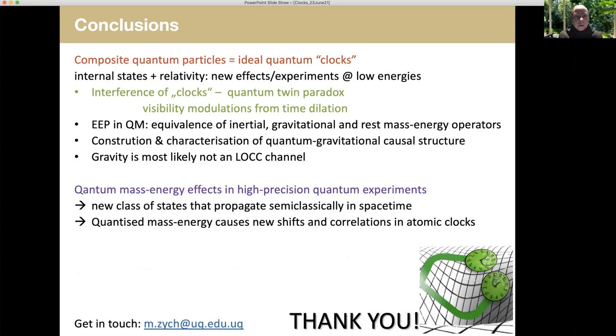I'll just put up all my conclusions up there. Maybe I'll just highlight that I tried to present how looking at composite particles at low energies allows us to test some genuine interplay between quantum mechanics and relativistic, non-Newtonian gravity, and it gives insights into additional foundational questions that relate to the quantum nature of gravitational degrees of freedom or the equivalence principle in quantum mechanics. And there could be possible applications to other areas of quantum research as well.